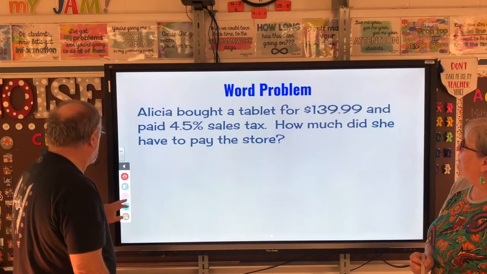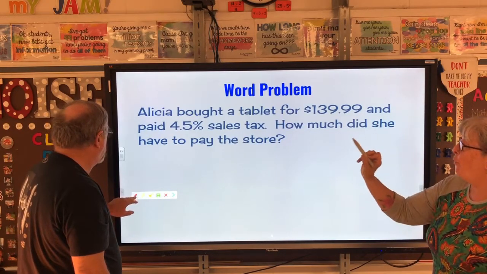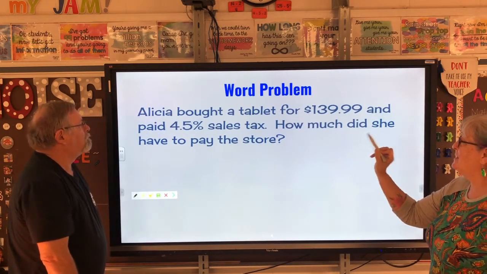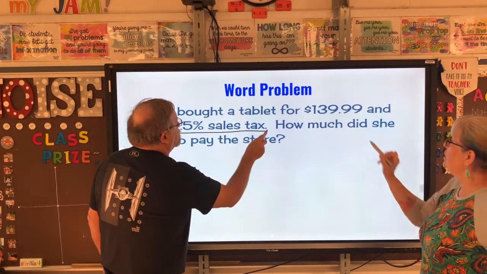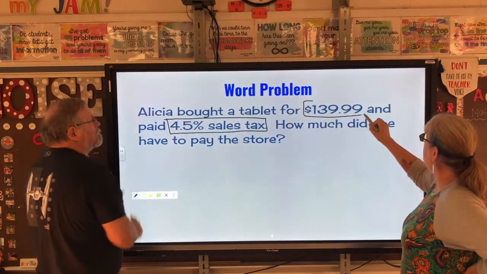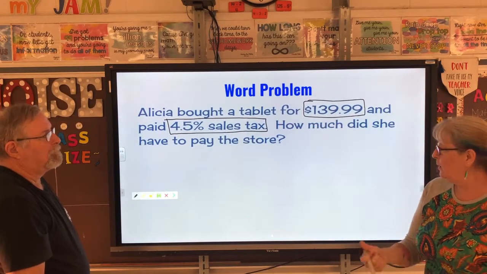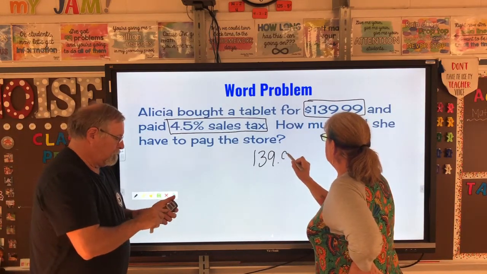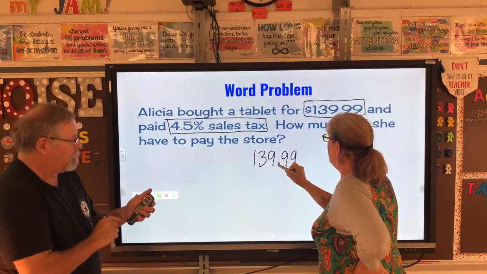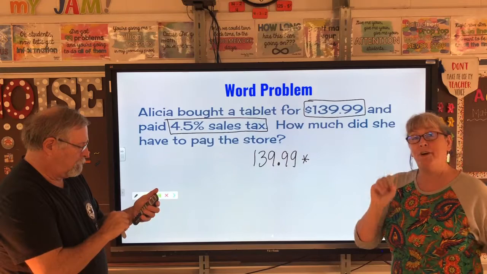Alicia bought a tablet for $139.99 and paid 4.5% sales tax. How much did she have to pay the store? So we know that we've got two numbers that we're working with. We're working with what she bought, $139.99. And to get the percent of a number, we're going to multiply by 4.5%.